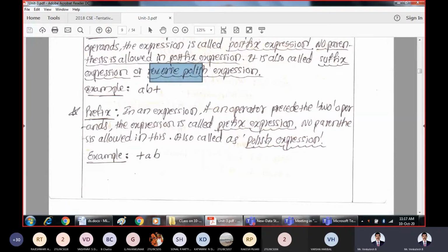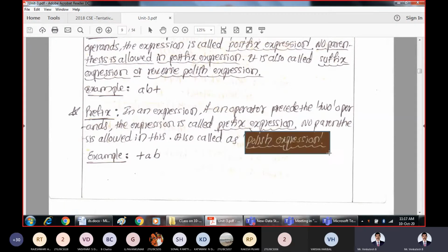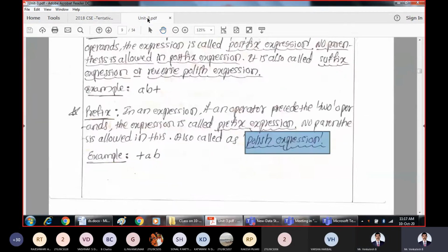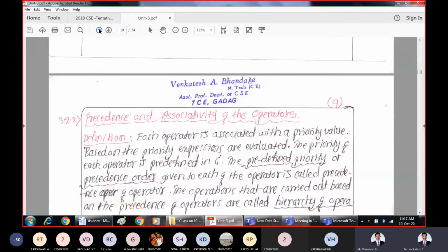This is reverse Polish, and this is what is Polish expression or Polish notation, and that is what is mentioned here in your syllabus. Polish notation is nothing but Polish expression. So now we have seen three types of expressions.